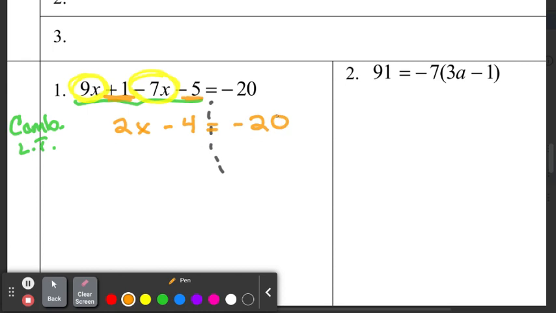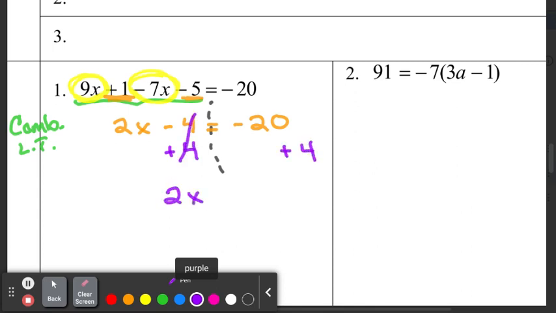So we didn't have to do step 1. We didn't have to distribute. I combined my like terms. And now we just go to step 3, just what we were doing in our previous lessons. We do opposites. So 2 times x minus 4 equals negative 20. So add 4 on both sides.